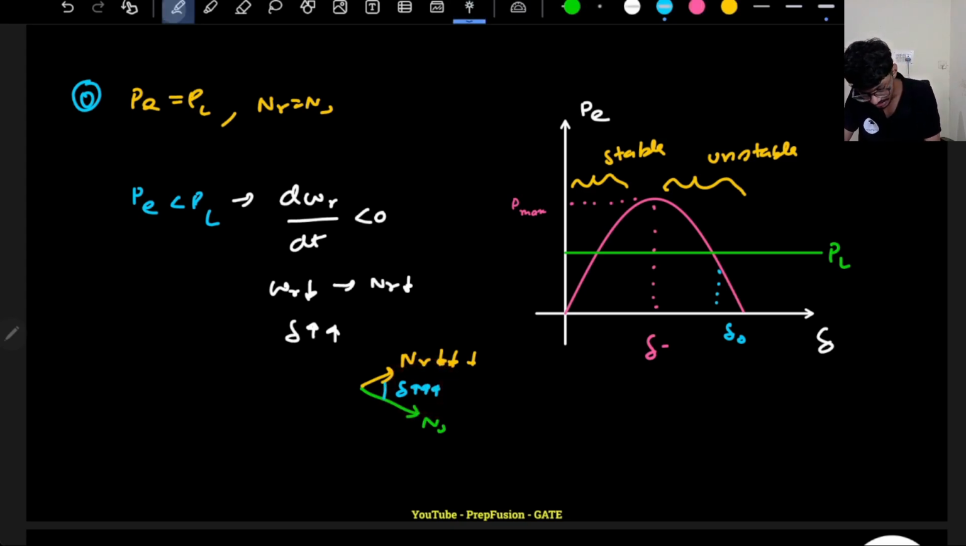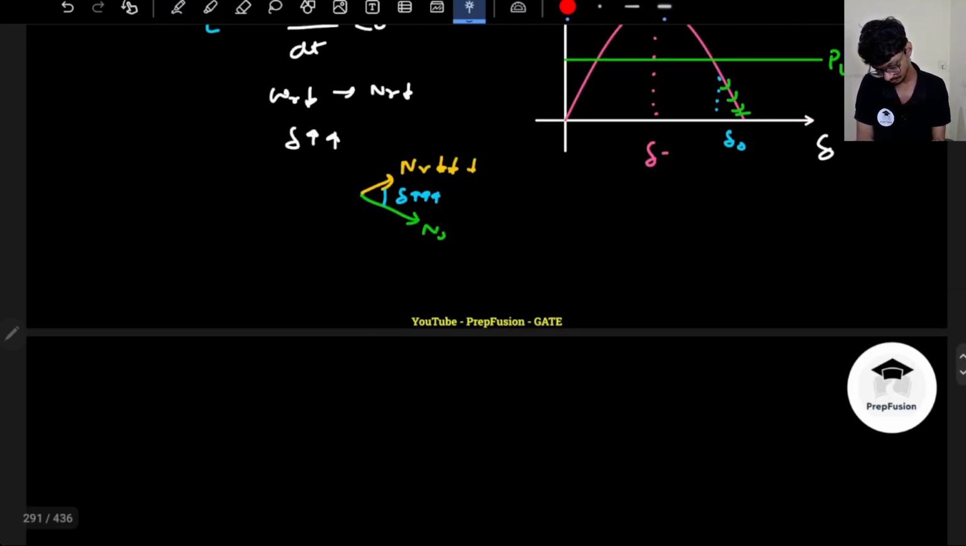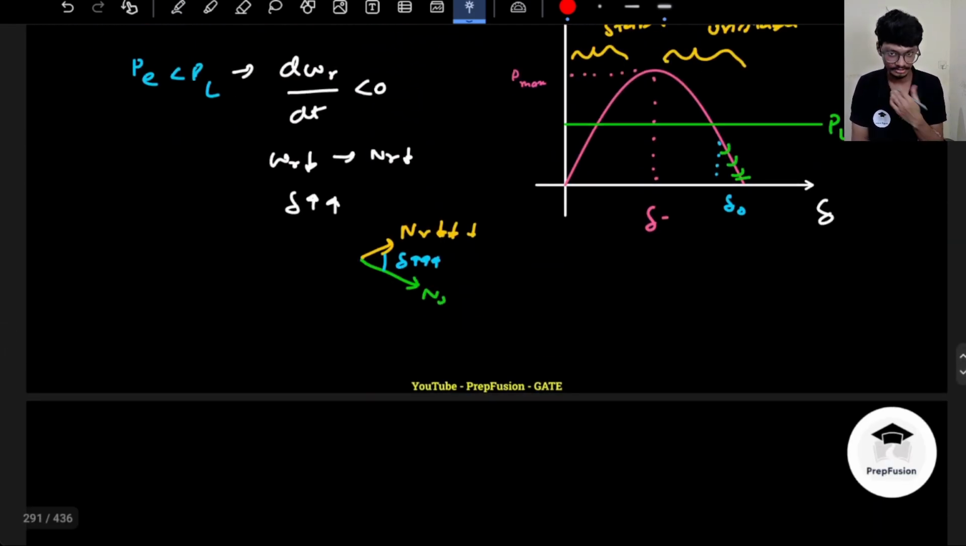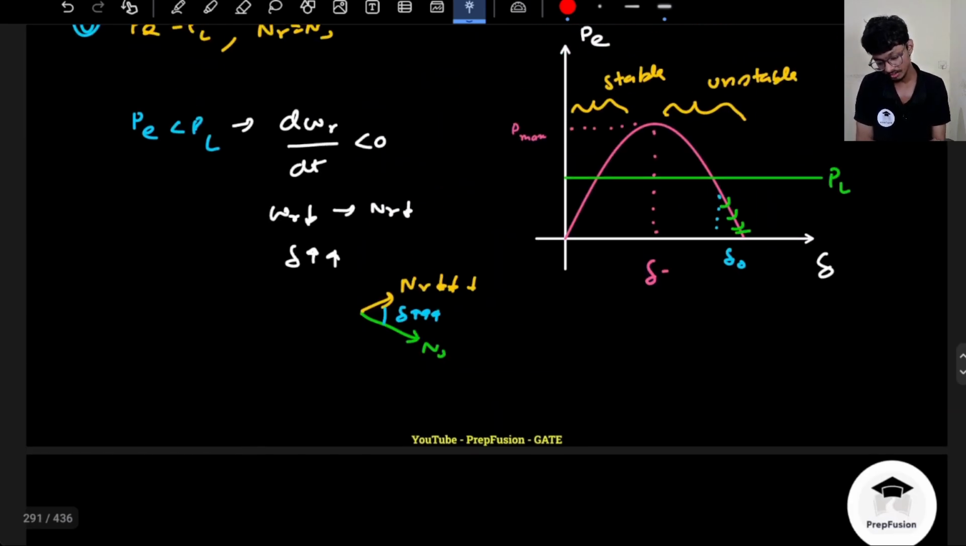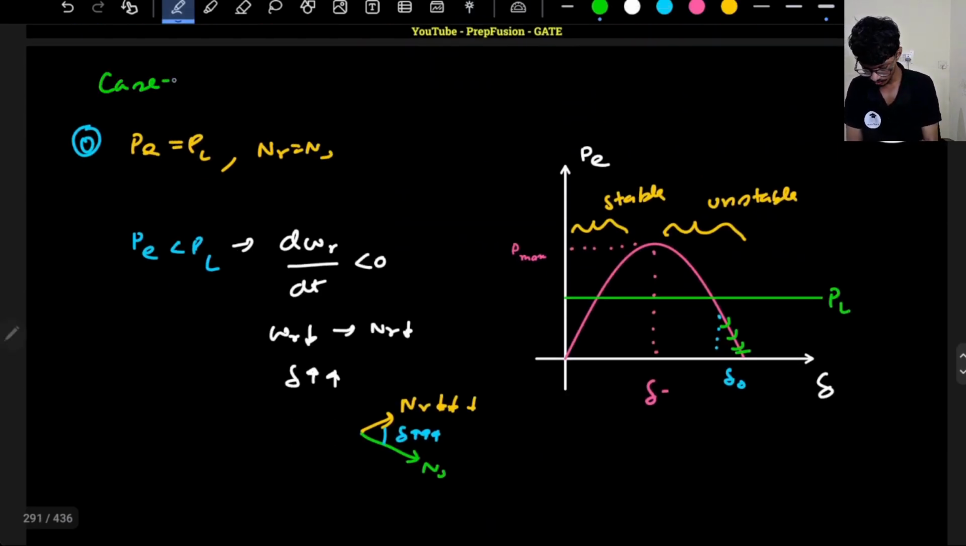Delta increases means I will not actually come back to the stable point. I'm not actually reaching the stable point. I am actually going here. So it is basically an unstable point, right? Okay, that is a problem, right? What if I would have done something else? What if I would have reduced the load? So same thing I will do. So this was the case 2 when I am in the unstable region.